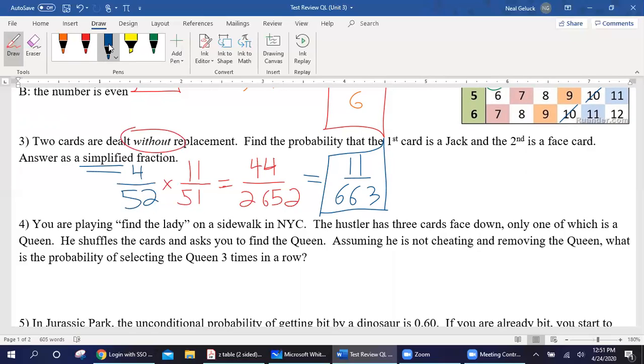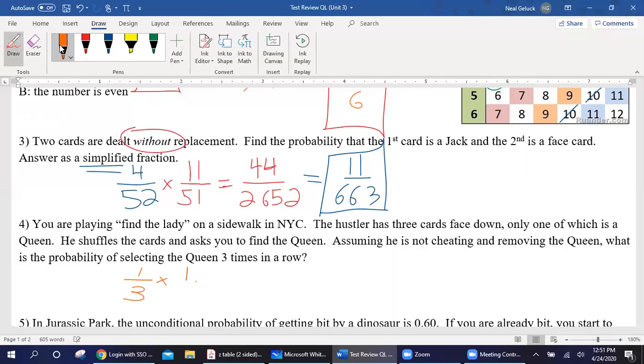For number 4, basically we're looking for a queen. Hustler has 3 cards face down, only one of which is a queen. So assuming he's not cheating, what's the probability of selecting the queen 3 times in a row? So 1 out of the 3 is a queen.